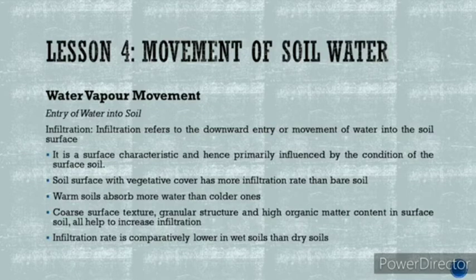Soil surface with vegetative cover has a higher infiltration rate than bare soil. Warm soils absorb more water than the colder ones. Coarse surface texture, granular structure, and high organic matter content in surface soil all help to increase infiltration. The infiltration rate is comparatively lower in wet soils than dry soils.